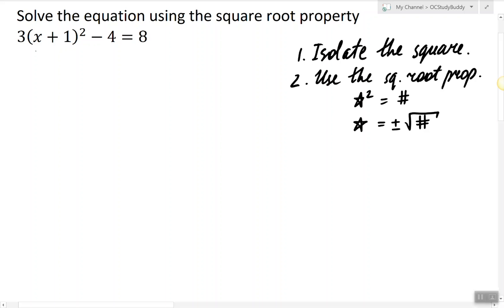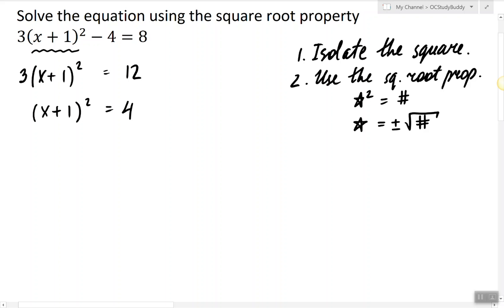So first I'm going to isolate this square. So (x + 1)² needs to be isolated, and I'm going to add 4 to both sides. And then after that, I'm still going to isolate it, so I'm going to divide both sides by 3. So (x + 1)² is equal to 4.